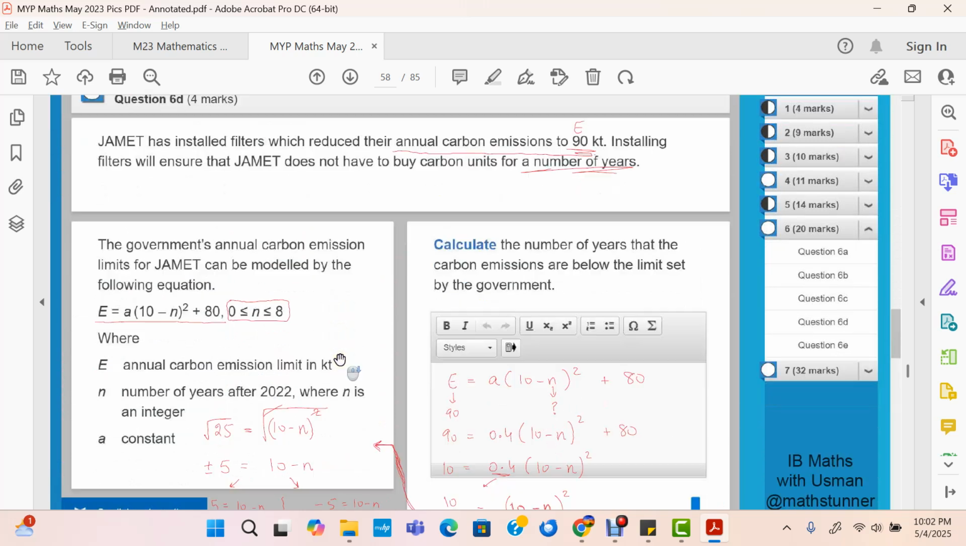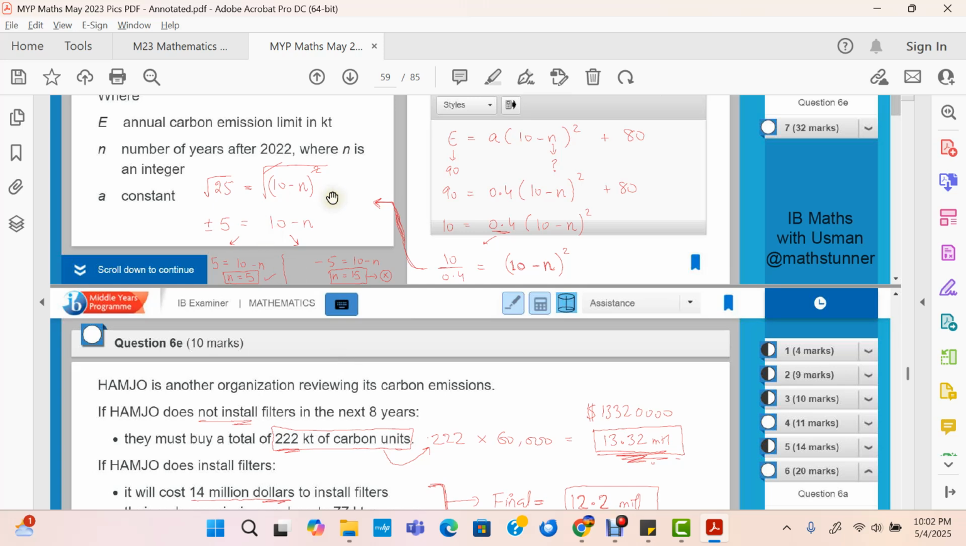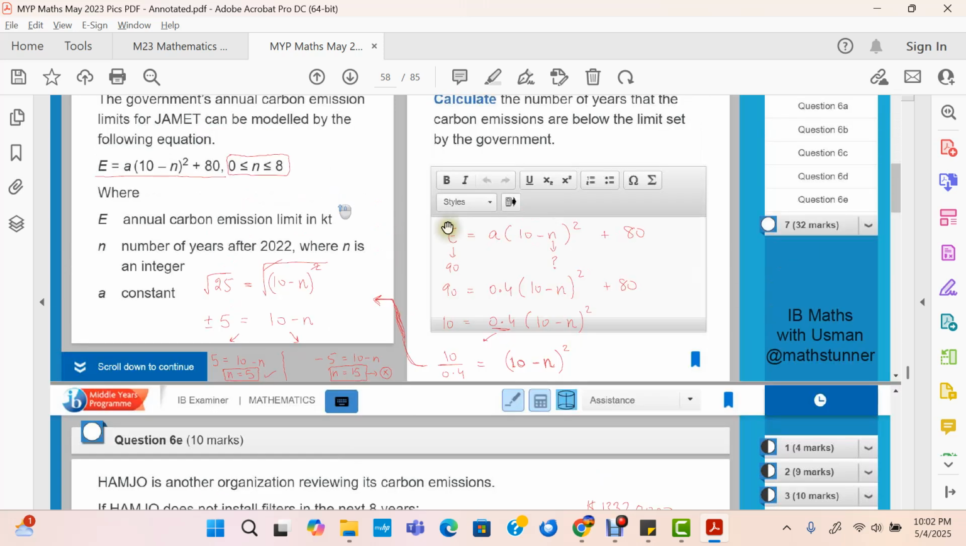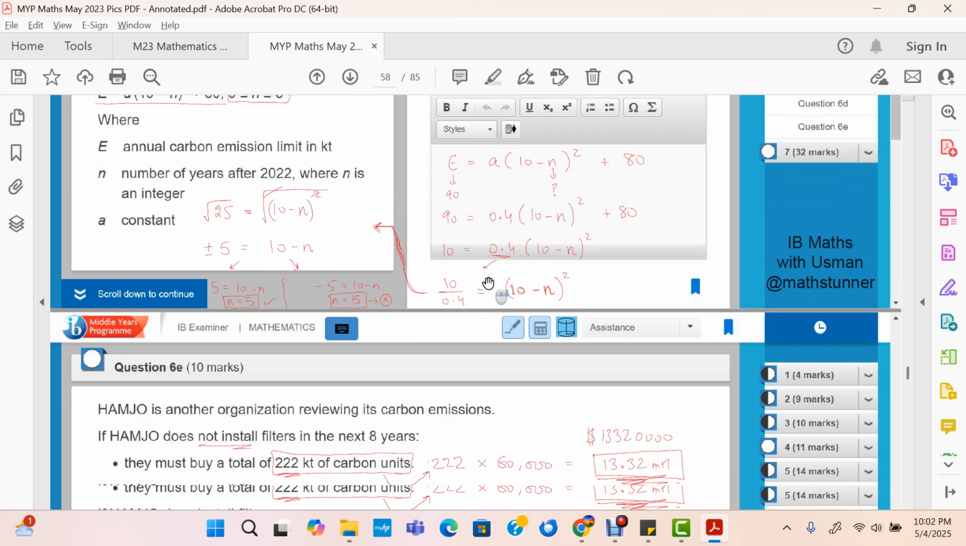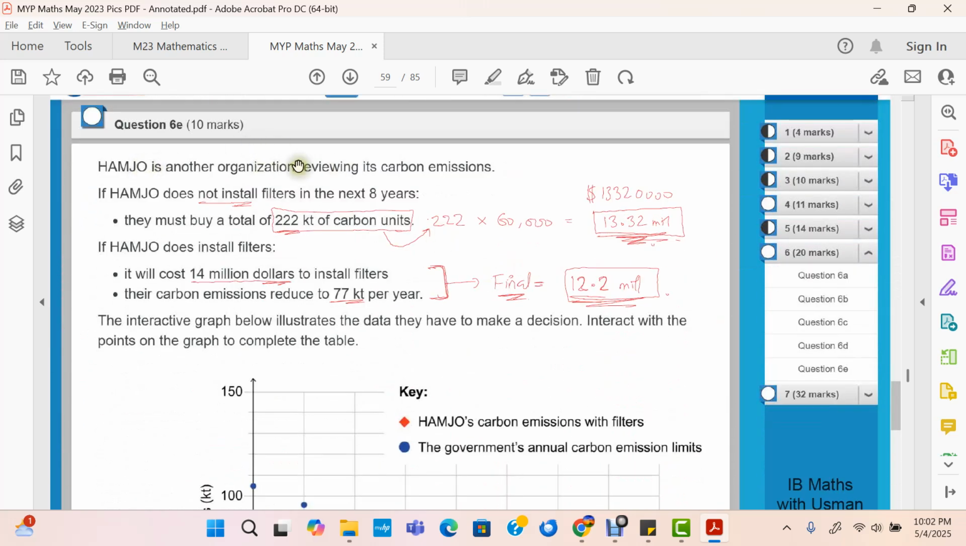Okay, the AI question. Really simple. Look at the diagram or do the calculations, your choice. Okay, so Hajima is another organization reviewing its carbon emissions. They have two scenarios. One is do not install filters, all right, and the other is install filters. So let's look at the first scenario. If you do not install filters, you need to buy a total of these many carbon units. That's all the scenario that you have.